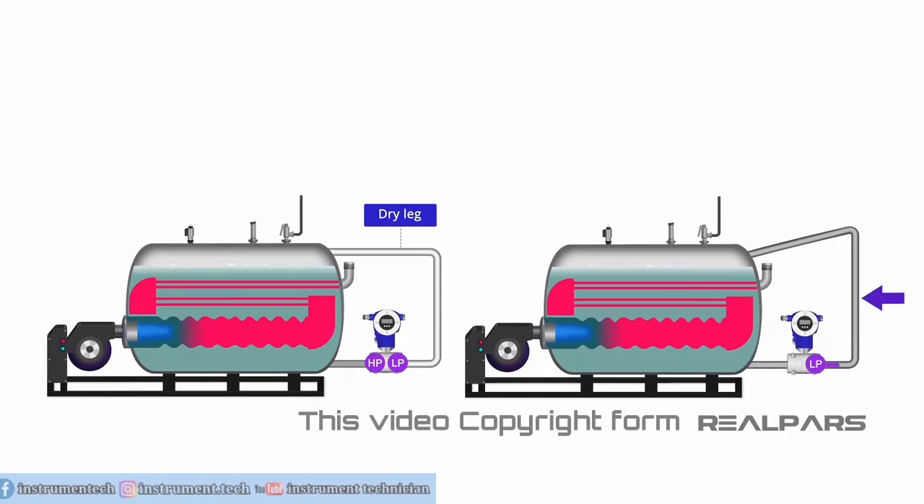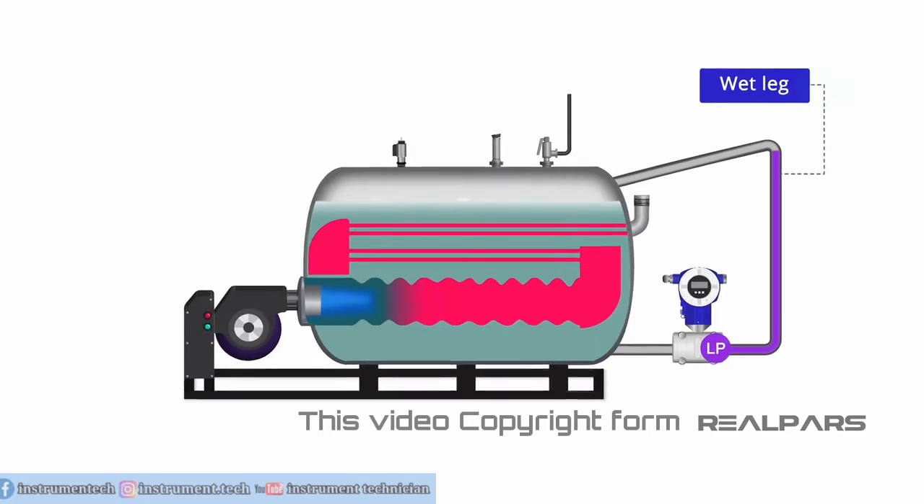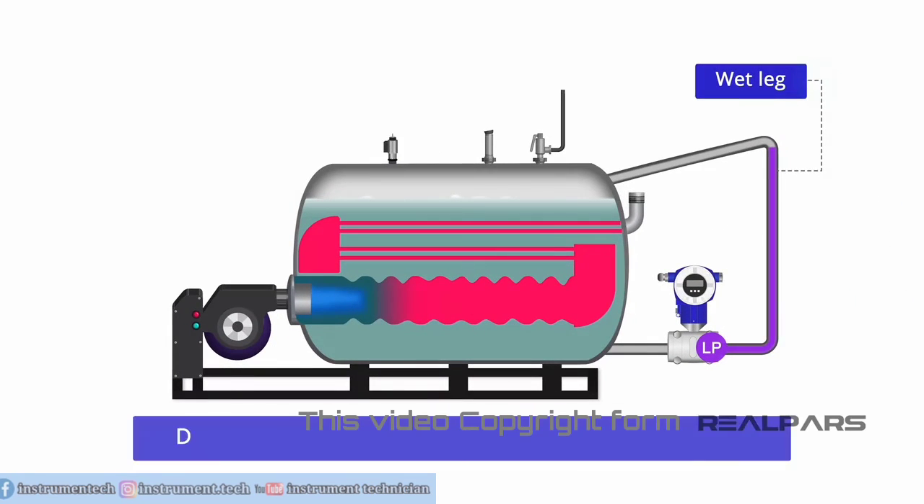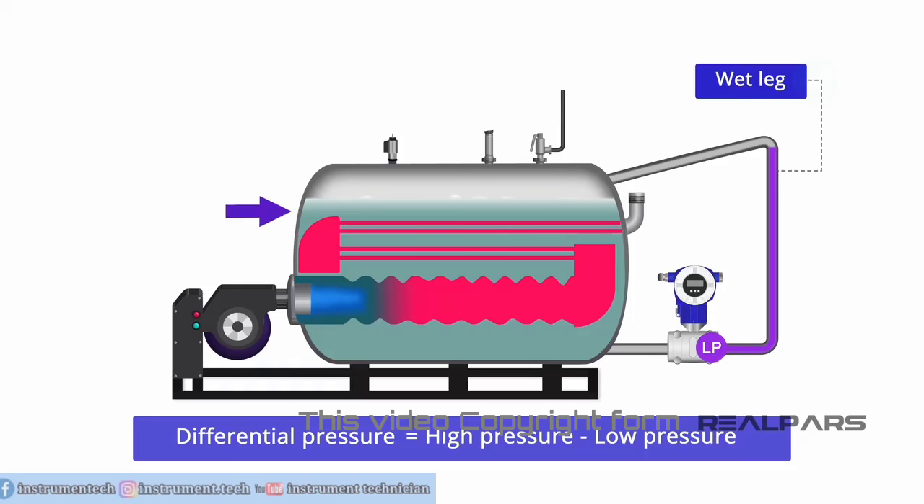Sometimes the reference leg needs to be filled with a fluid. This leg is now referred to as a wet leg. There are many reasons for a wet leg, such as avoiding the error in measurement caused by vapor condensate in the reference leg. Let's look at an example of a wet leg system. The differential pressure, as always, will be high pressure minus low pressure. But the resulting differential pressure is not easy to predict because the liquid in the vessel is usually not the same as the liquid in the wet leg.